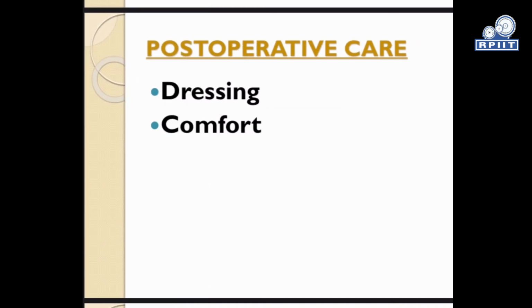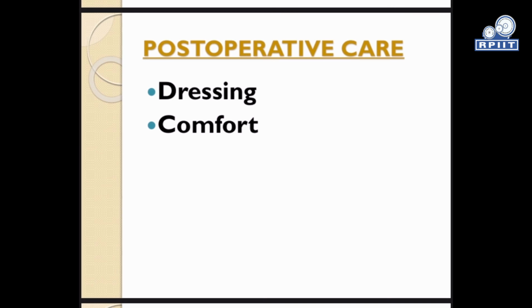Next is postoperative care. It is of two types. First, we do dressing in postoperative care. Next, provide comfort to the mother. Dressing. The wound is to be dressed each time following urination and defecation to keep the area clean and dry. The dressing is done by swabbing with a cotton swab soaked in antiseptic solution, followed by application of antiseptic powder or ointment.